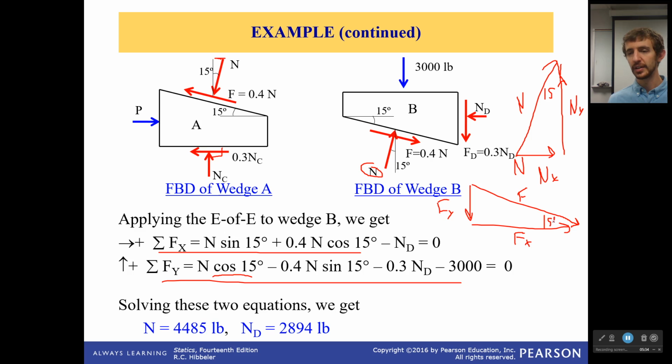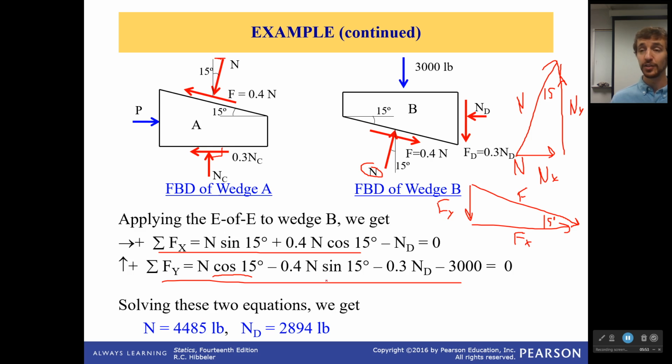It's on the small side. So adjacent over hypotenuse to get that x component, so that would be cosine of 15. You see that right here. Opposite over hypotenuse to get our y component, so that would be sine of 15, which is what we see right here, with the 0.4N being our frictional equation.